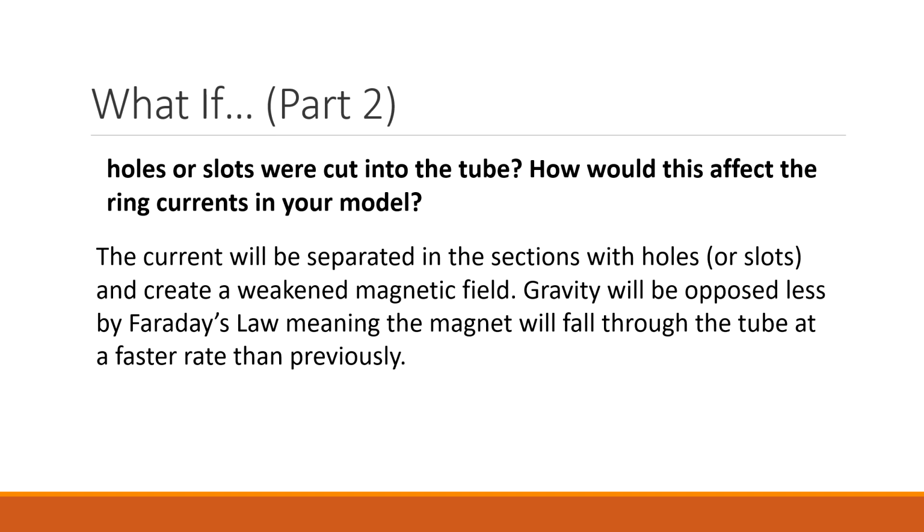For our next what if, we have what if holes or slots were cut into the tube? How would this affect the ring currents in your model? The current will be separated into sections with holes or slots and create a weakened magnetic field. Gravity will be opposed less by Faraday's law, meaning that the magnet will fall through the tube at a faster rate than previously.